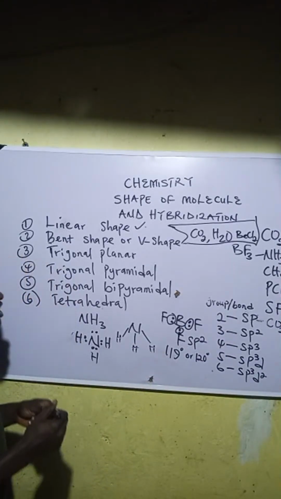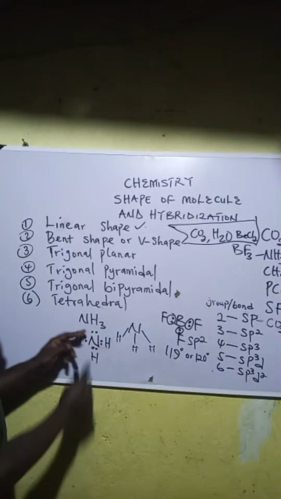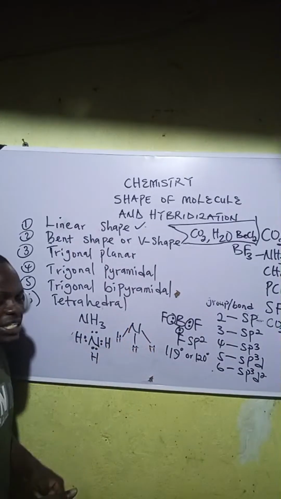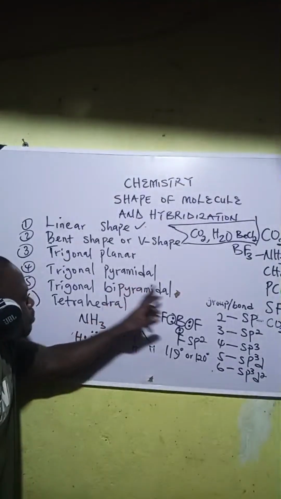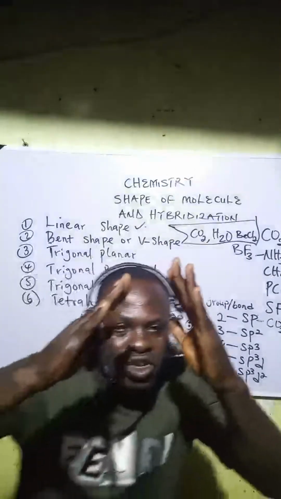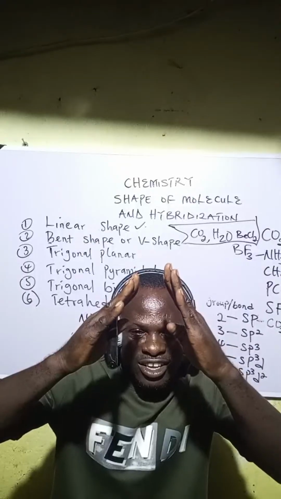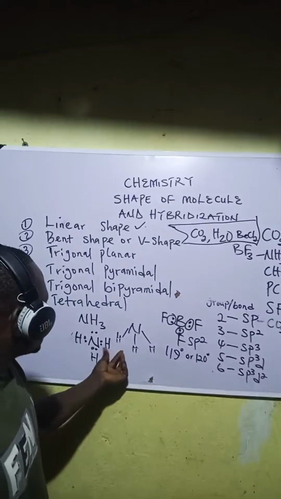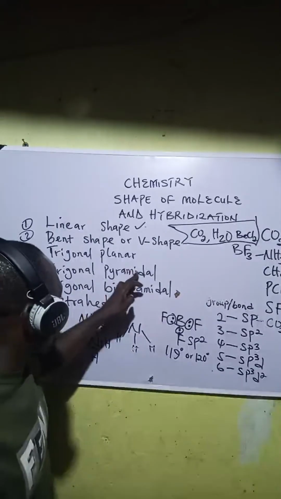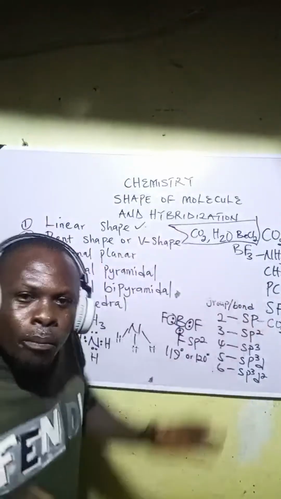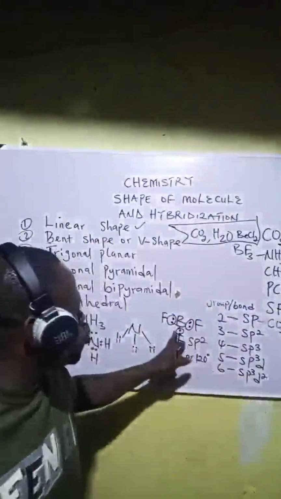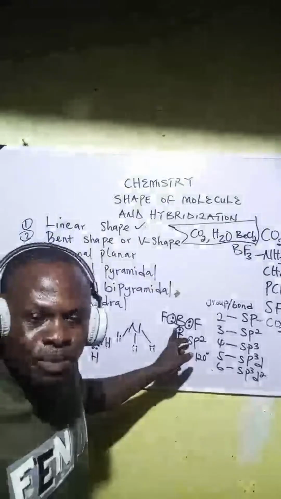This is a shape. Because of the lone pair here, it will cause this shape to be like this, and that is what we call a pyramid. A pyramid is like this. Do you understand? So the shape of ammonia is trigonal pyramidal. It's like a triangle, but now in a pyramid form. Unlike this one, which is not like a pyramid.